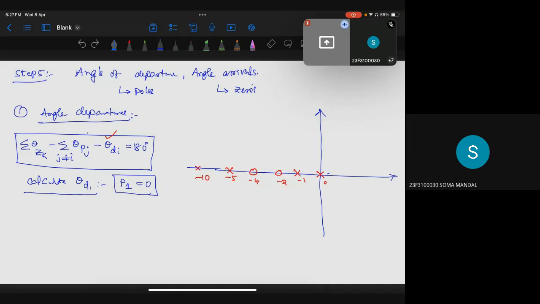So now I can write this equation like this. How many zeros do we have? We have two zeros, so that is what this sum says. Minus how many poles do we have except the pole at 0? So theta P2 plus theta P3 plus theta P4, minus theta D1 equal to 180. Is this step clear? We are interested in finding theta D1.